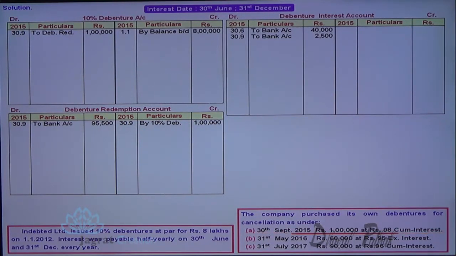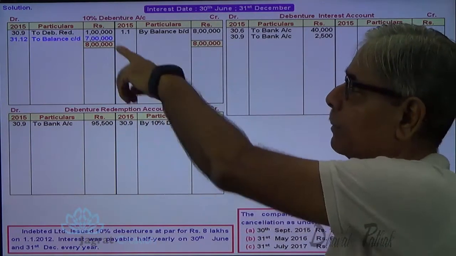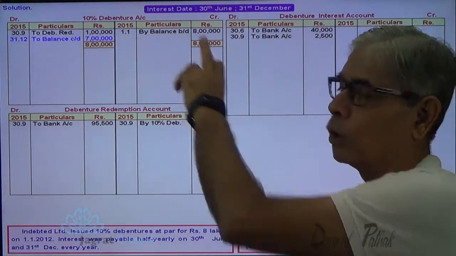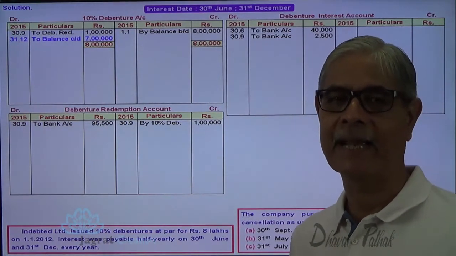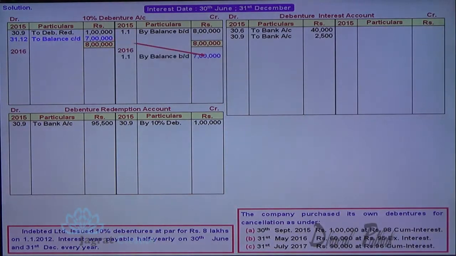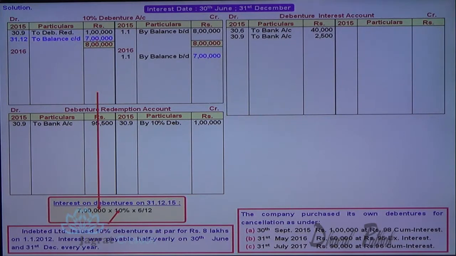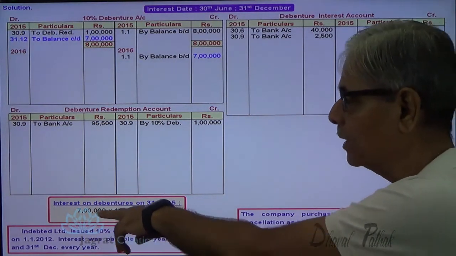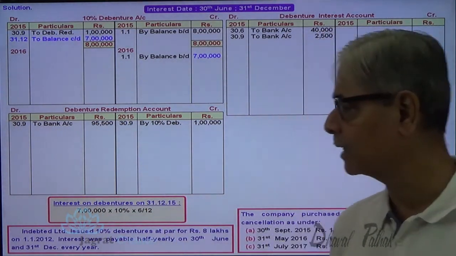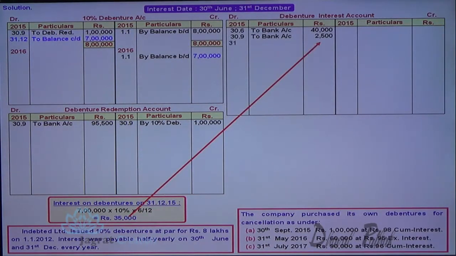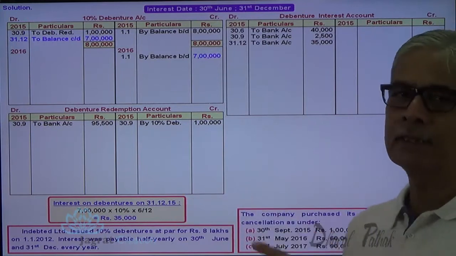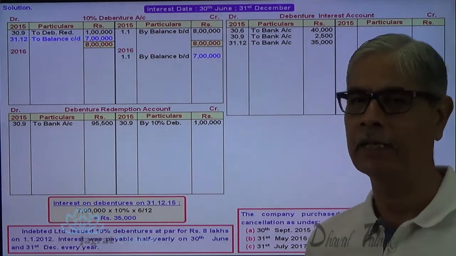Now interest is to be paid on 31st of December. On what value of debenture? Because 1 lakh is already redeemed and cancelled, the debenture balance outstanding at the end of the year is 7 lakhs. So debenture interest on 31st of December is to be paid on 7 lakhs at 10% for 6 months, 35,000. Debenture interest account debit to bank account. This is how transactions for the first year are completed.